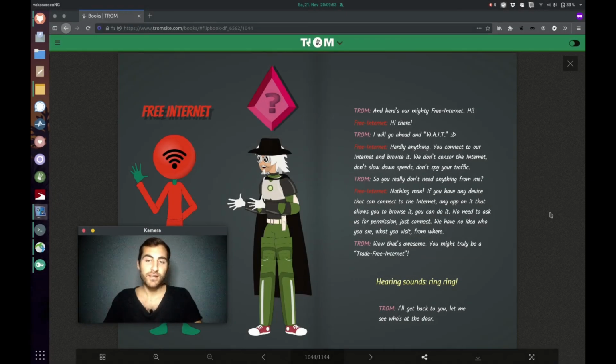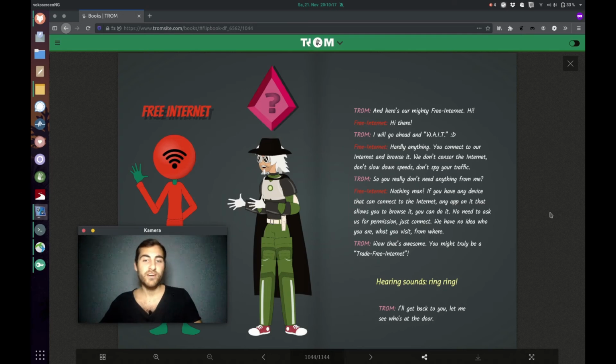So now free internet comes in and the TROM superhero says, as always, wait, what am I trading? Free internet is like hardly anything. You connect to our internet and browse it. We don't censor the web, we don't slow down speeds and don't spy your traffic. And TROM superhero is like, so you really don't need anything from me? And free internet says, nothing man.